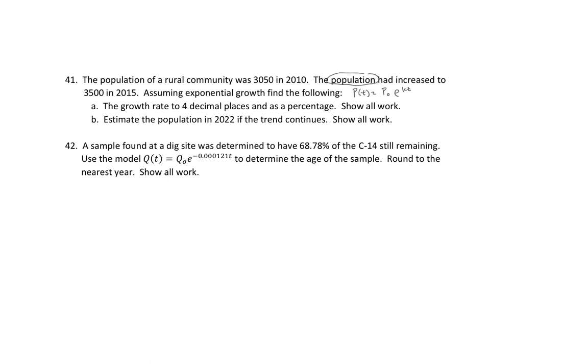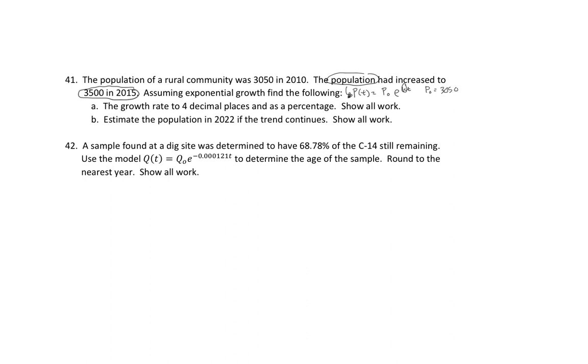So I'll just circle population and point here. That's going to be our population. And let's say our starting year is 2010. That means P naught is equal to our amount at 2010, which is 3,050. To find our growth rate, which is just this K, we can plug in this other point that we're given: 3,500 in 2015.